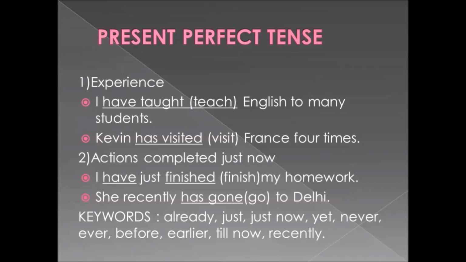Second sentence is Kevin has visited France 4 times. The subject you use for Kevin is he. So when you use he, you have to use has plus V3 form. The base form of verb is visit. So when you convert visit into V3 form, visited. So Kevin has visited France 4 times.